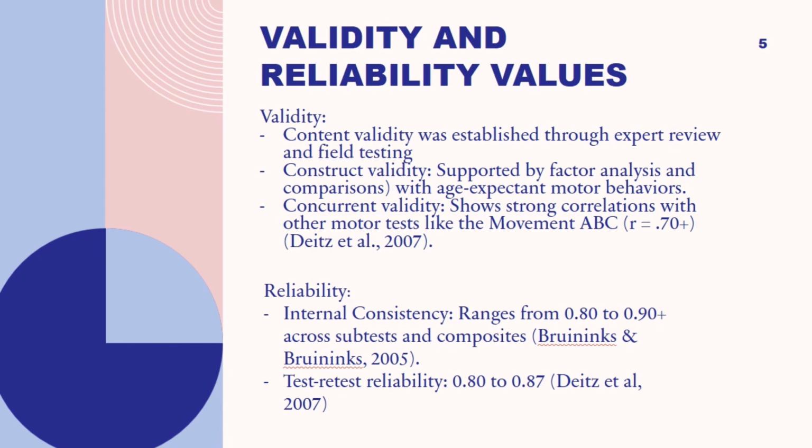In 2007. And for reliability, there was an internal consistency with ranges from 0.8 to 0.9 plus across subtests and composites. And there was a test-retest reliability from 0.8 to 0.87. And that was also found by Dietz and Bruininks 2005.